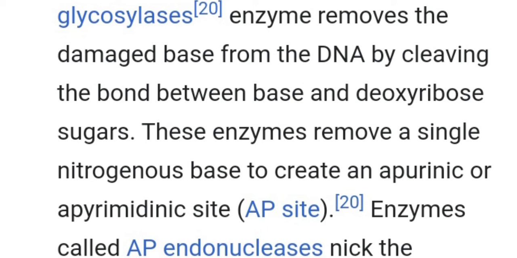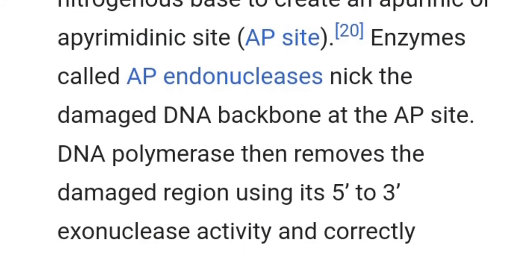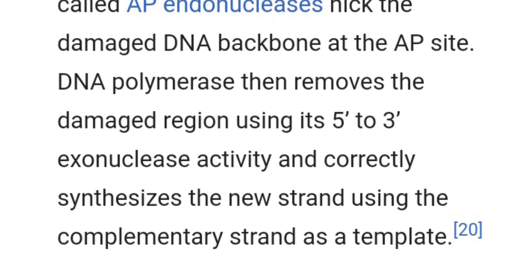Next, this epi site can be removed by the epi-endonuclease, which will remove the rest of the nucleotide, and DNA polymerase then removes the rest of that. If there is any damaged region, DNA polymerase trims that region by its exonuclease activity, and finally it will correctly synthesize the new strand using the complementary strand as a template.